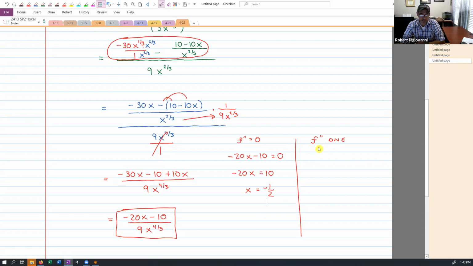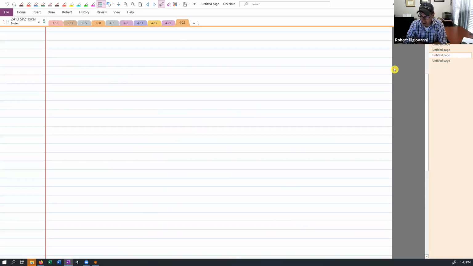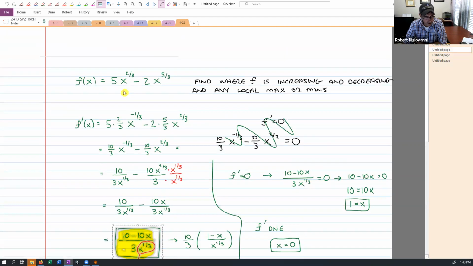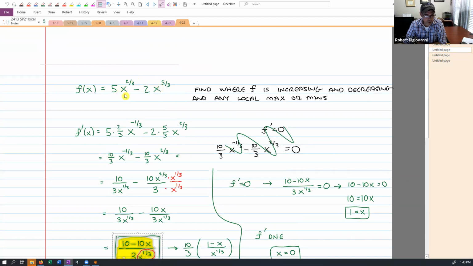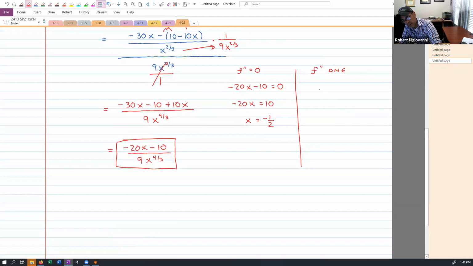Now, how about where it doesn't exist? Set the bottom to 0. Figure out what makes the bottom bad. And there is a problem here, right? At 0? Yes. Okay, and is 0 in the domain of the original function? We got to go back and look at the original function. Here was the original function. So I can plug 0 in here and there's no problem. So I'm going to need to include that as my critical number for the second derivative. So x is 0 is my other one. So I have two numbers that are going to go onto the number line.